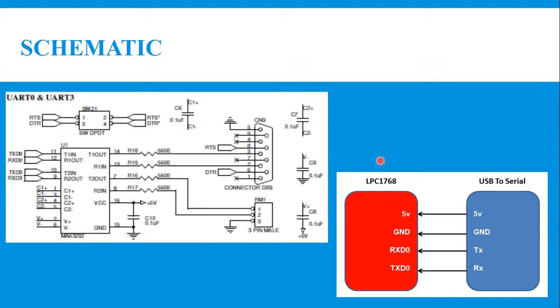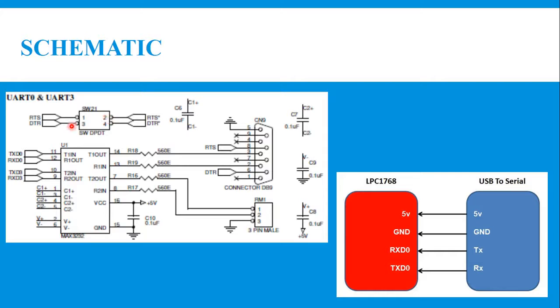Now you are looking at the schematic of the UART available in the LPC 1768. You can observe that TXD0 and RXD0 are the transmit and receive data pins of UART0. The pins are here. Switch 21 is used to control the data transmitted and received between the USB and the LPC 1768.